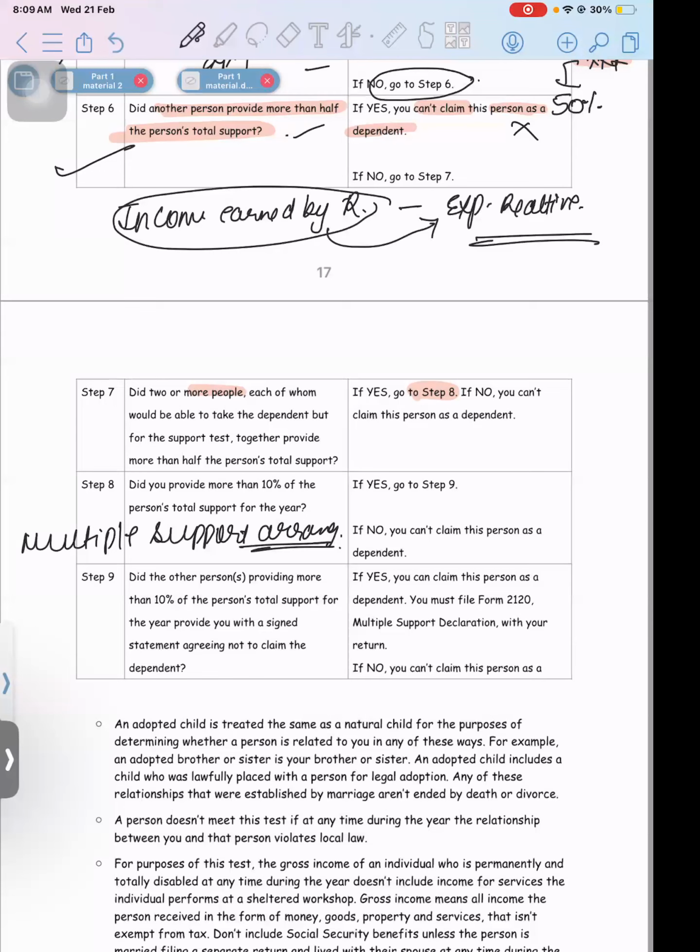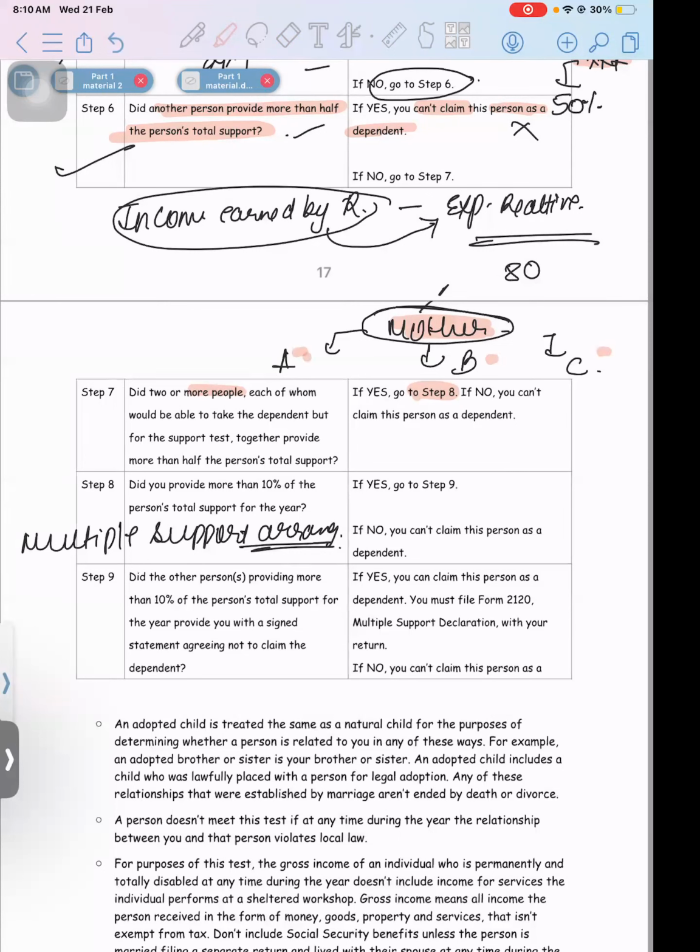Okay, no worries. See, in case of multiple support arrangement, what will happen? Let's take one example. A mother is there. She has 3 children, A, B, and C. Now, her age is very old, let's say 75 or 80 years. Okay, let's take 80 years. So her care is being taken by either A, B, or C.